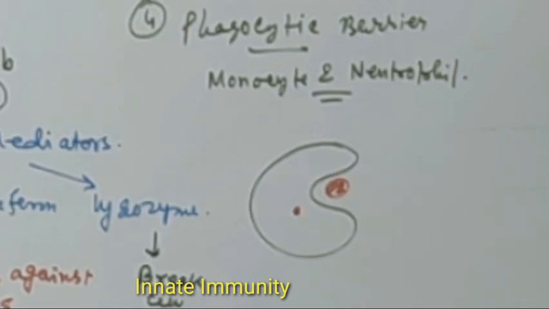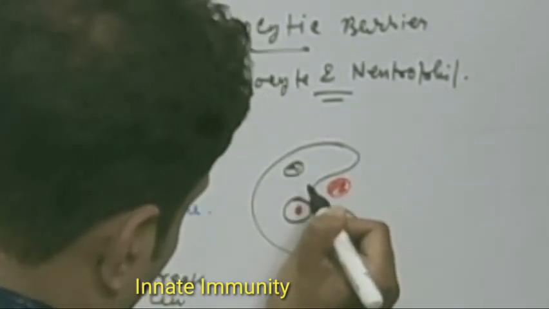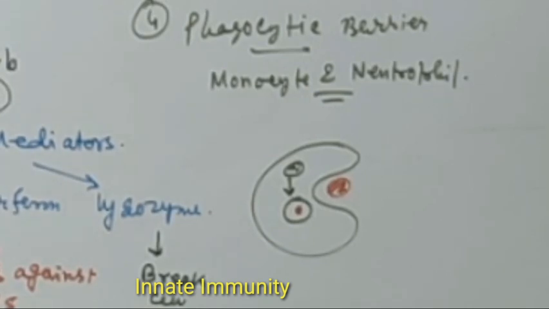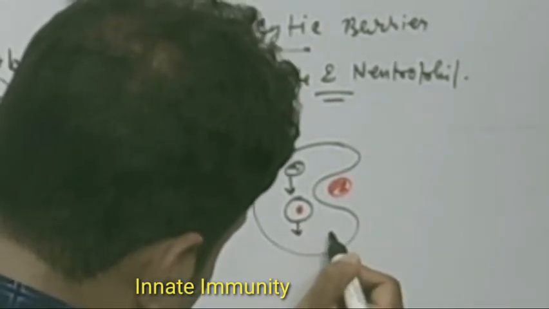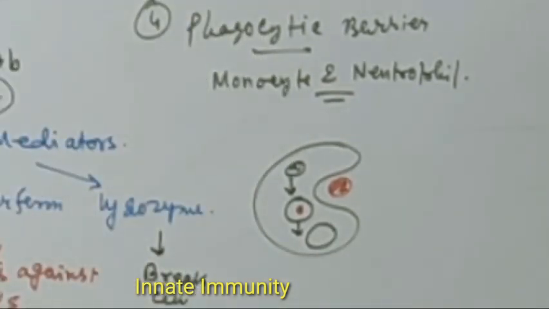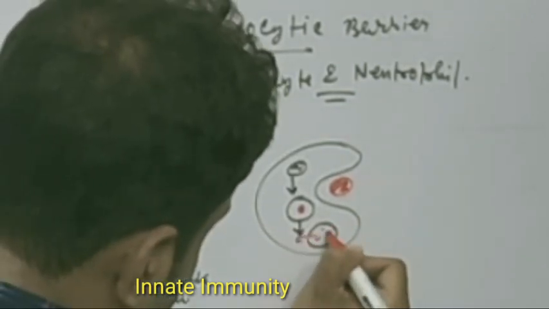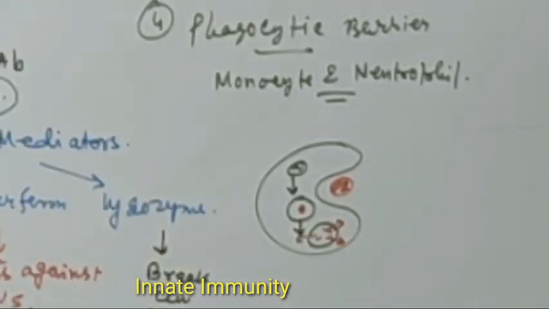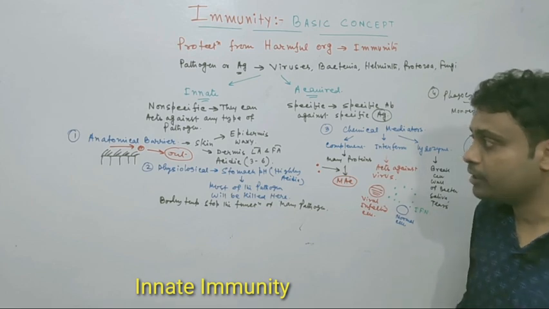The pathogen enters into this phagocytic cell, and a phagosome is formed. The lysosome from this phagocytic cell will unite with this phagosome to produce the phagolysosome, so that this pathogen will be broken down and absorbed by this phagocytic cell. In this way, the phagocytic cells protect us from various types of pathogens. These are the functions of innate immunity.